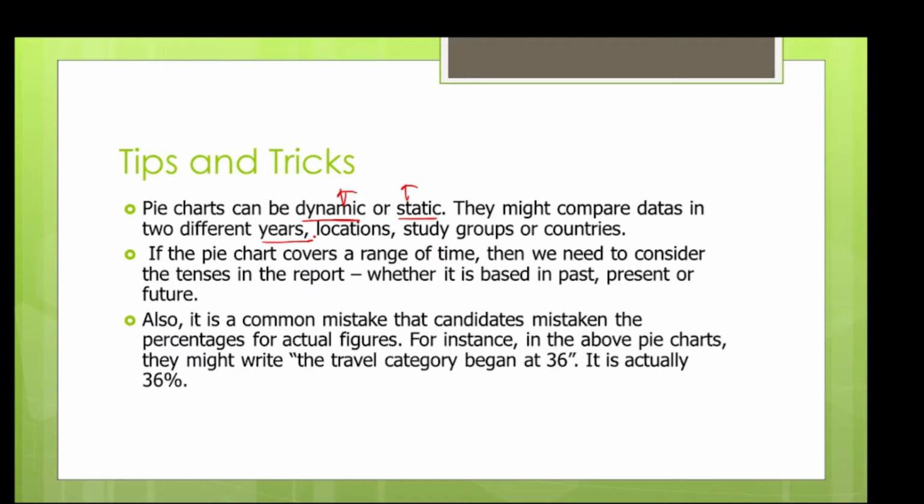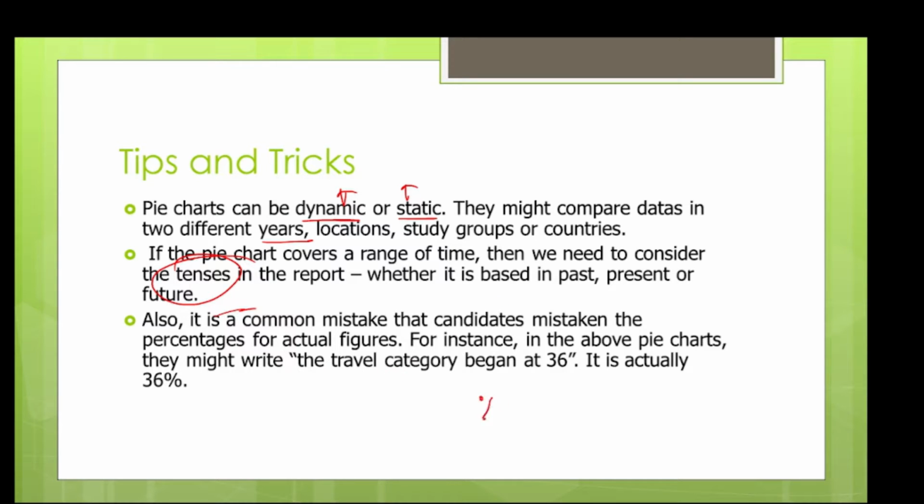So first thing, you have to identify whether it's a period of time or it's just the same time but different areas, different categories. If a pie chart covers a range of time, whether it's dynamic, then you need to definitely consider the tense in the report. Very important. Whether it's based on the past tense, present tense, or future tense, accordingly your report needs to be written.